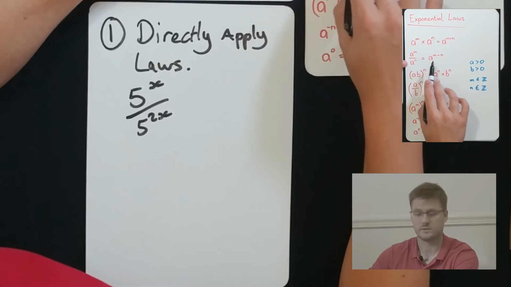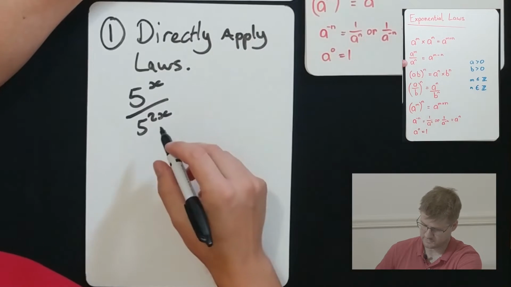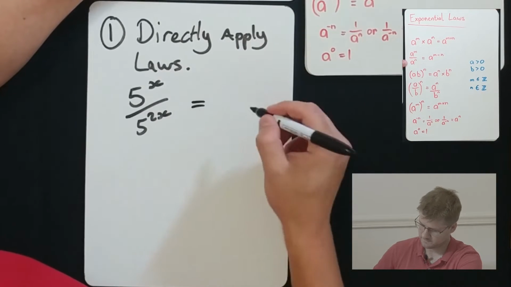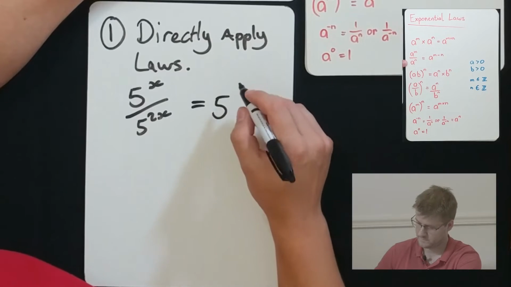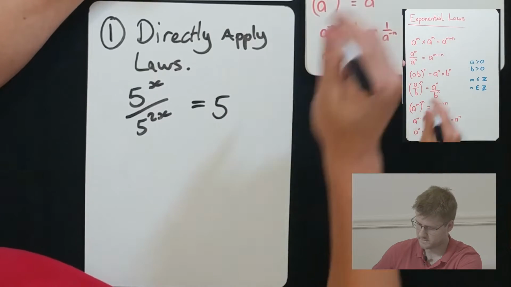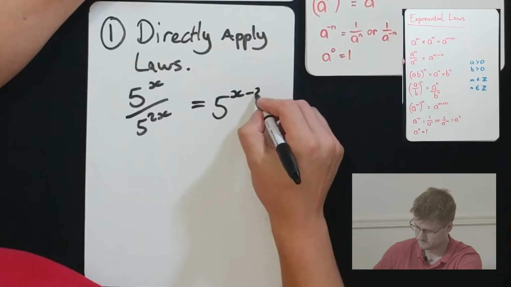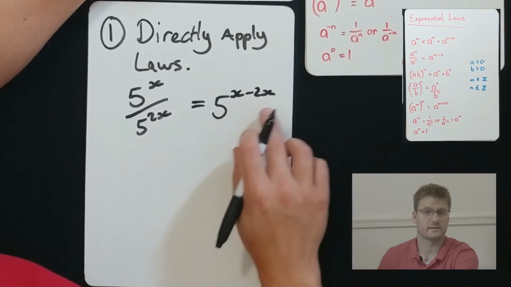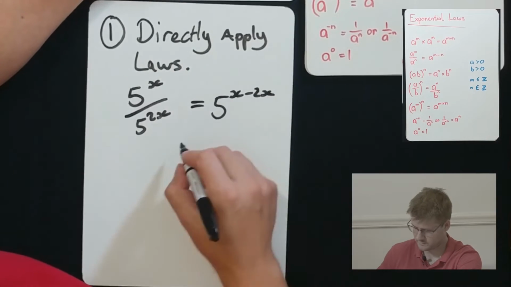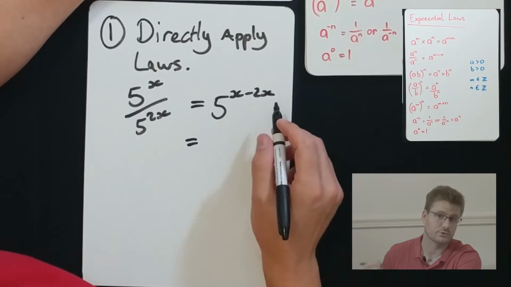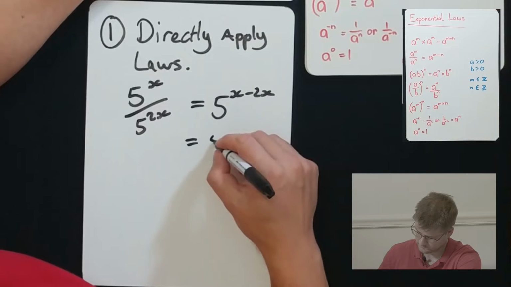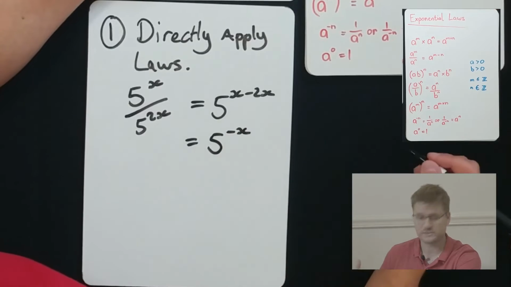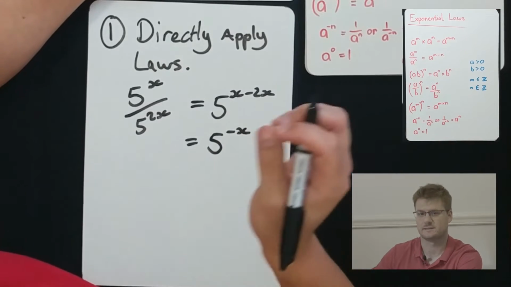If we apply our second law over here with the fraction, we see that if the base is the same, we can subtract the exponents because it's a fraction. So that will give us the same base of 5, the top exponent minus the bottom exponent. We then can simplify that exponent. We know that x minus 2x is equal to negative 1x. So we're now sitting with 5 to the power of negative x.